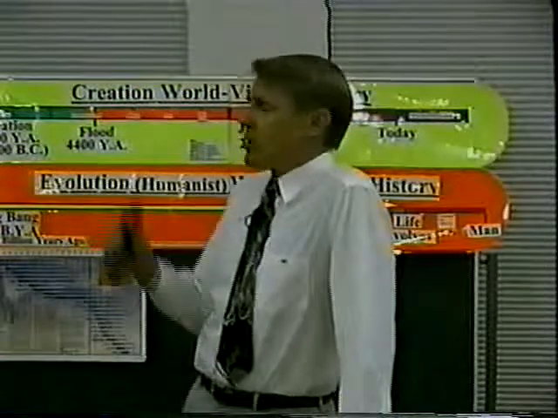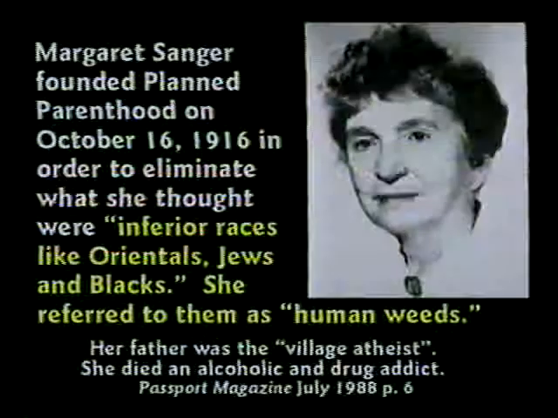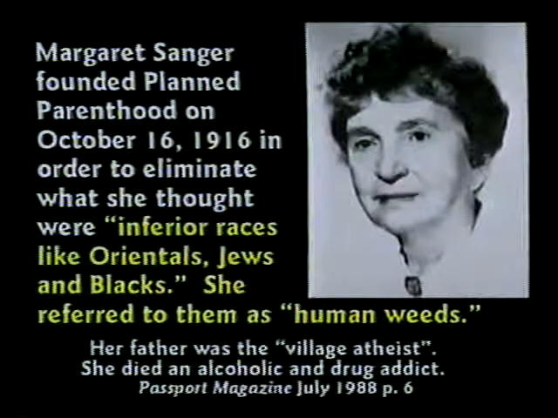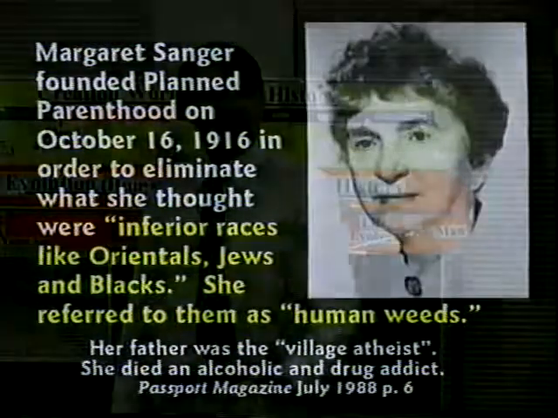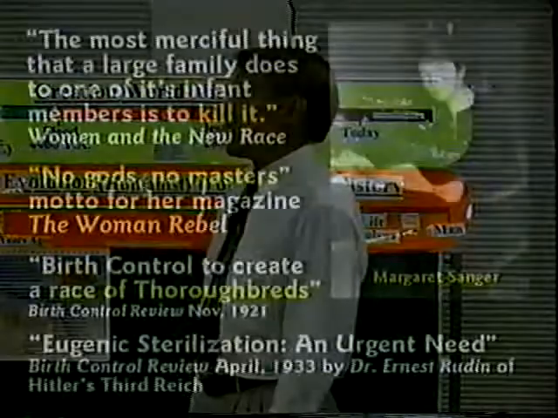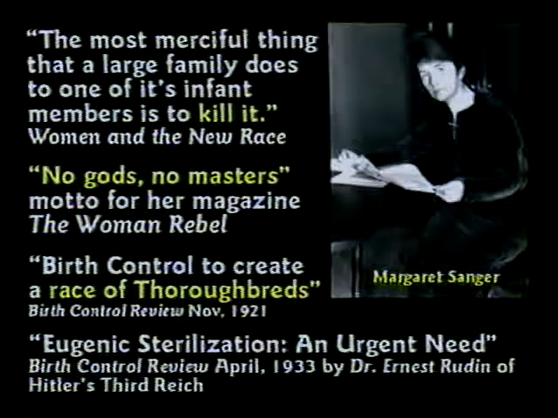God is angry. Margaret Sanger started a group called Planned Parenthood back in 1916. She thought one of her goals was to eliminate the inferior races. She thought Orientals, Jews, and blacks were inferior. She called them human weeds. We need to pull these weeds out of the garden to let the pretty races, the blonde-haired, blue-eyed Aryans, the desirable races succeed. Same philosophy as Adolf Hitler. Margaret Sanger said in her book, the most merciful thing a large family does to one of its infant members is to kill it.